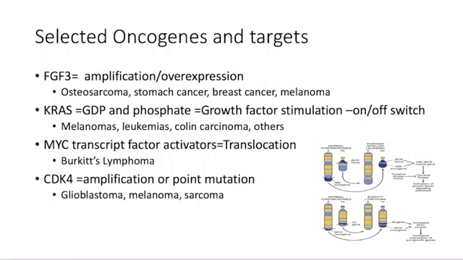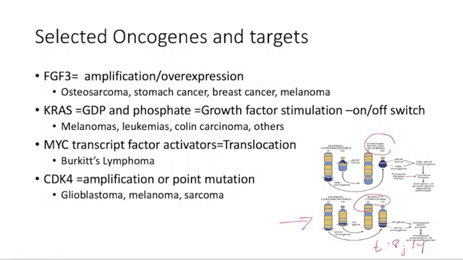A transcription factor activator would be related to translocation, which I talked about. Burkitt's lymphoma is this one down here. This is the Philadelphia chromosome here for chronic myeloid leukemia. Down here is the Burkitt lymphoma, which is the MYC and Ig gene translocation. So that would be a t(8;14) translocation there. When we're talking about CDK4, that is actually a cyclin-dependent kinase.